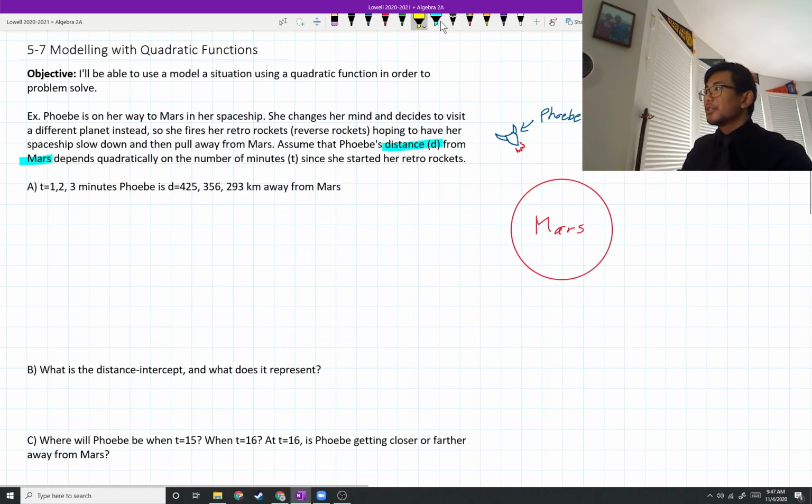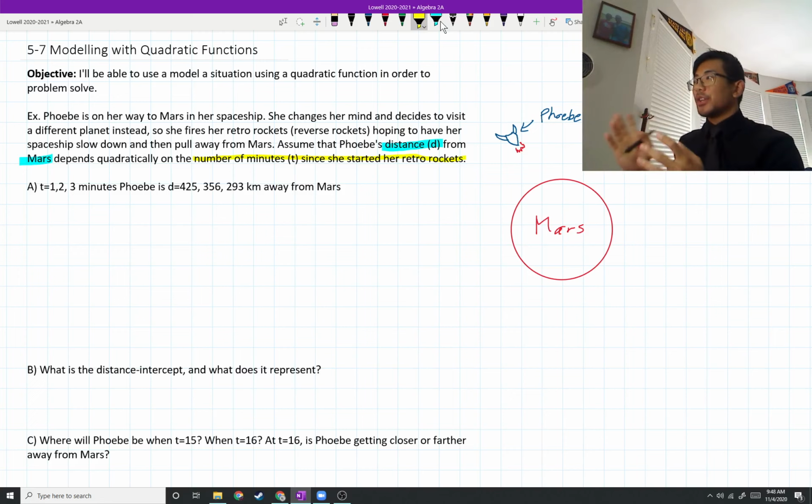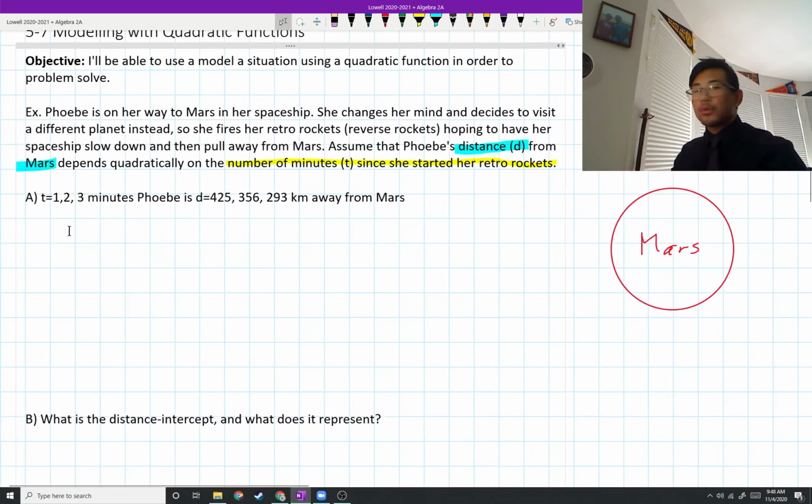And then also the t, our time, or our independent variable, that's going to start when she fires her retro rockets, because if she's just going forward, then the path that she takes is going to be different from when she fired her retro rockets. So the equation that we're going to make here in part A is only relevant for the times in which she's using her reverse rockets. Okay, so part A here is create the equation. It doesn't say that. I forgot to write that. But here's what we know.